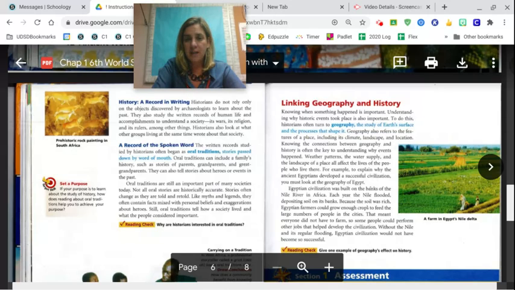Knowing when something happened is important. Understanding why historic events took place is also important. To do this, historians have also turned to geography. Oh, I bet they study the evolution of the earth, its dirt, and everything.